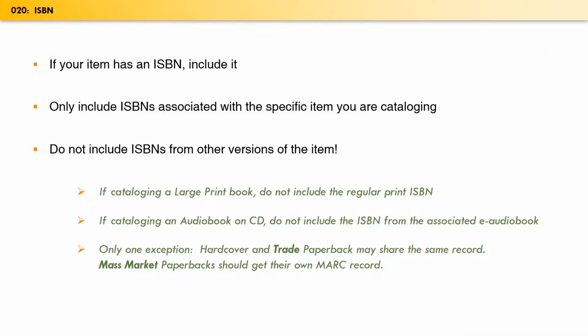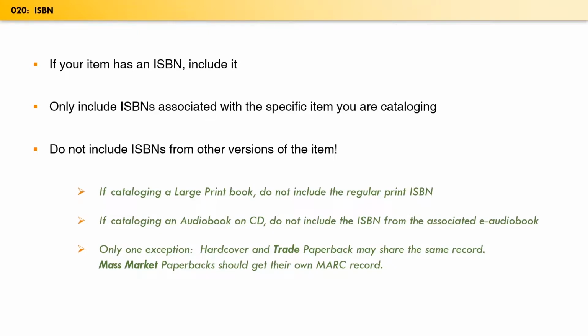020 ISBN. It is very, very important to get this right. ISBN is used as a match point when batch importing records. It is used as a way to pull cover images into the catalog, and when incorrect ISBNs or ISBNs from other items are included, it causes major problems with bad merges and all-around general confusion.